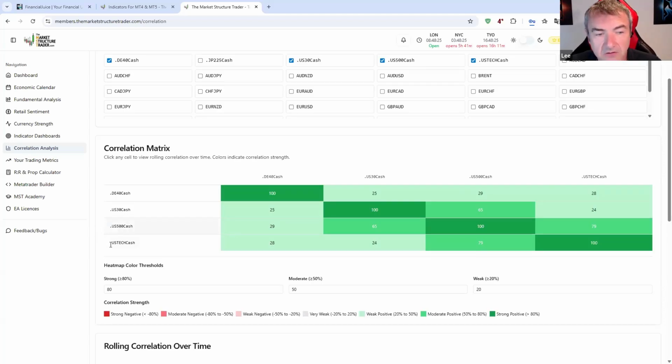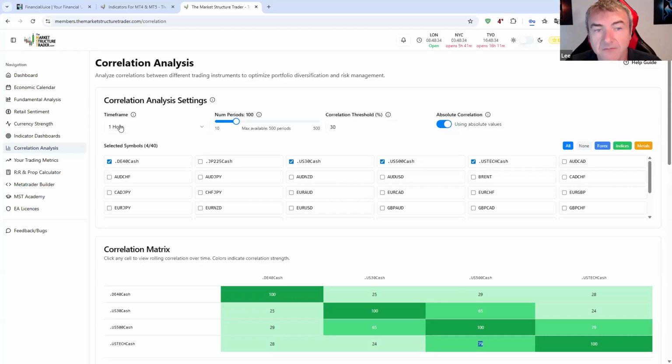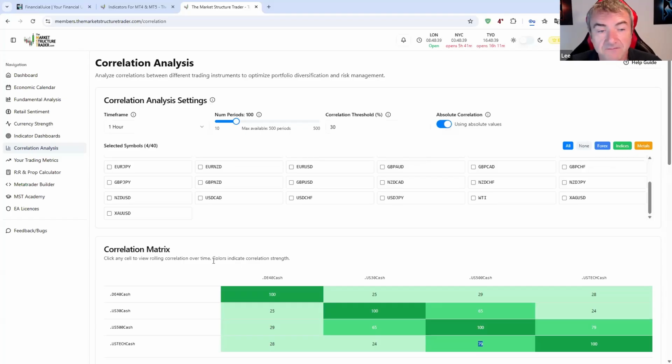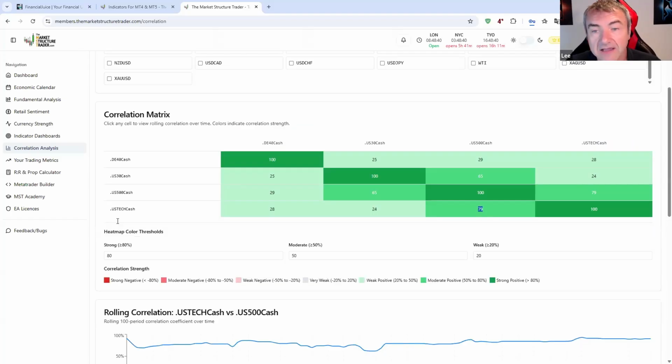You can see, for example, here, if we look at the NASDAQ and the S&P 500, 79% of the time on the hourly time frame over the last 100 hours, they have done the same thing. So if you were to take a long position on the NASDAQ and a long position on the S&P at the same time, there is an 80% probability that they're going to move the same way, meaning that if that move goes against you, you are just doubling your risk. You are taking the same trade just on two different symbols. You can see, obviously, correlation between the US 30 and the US 30 is 100% because it's the same thing.